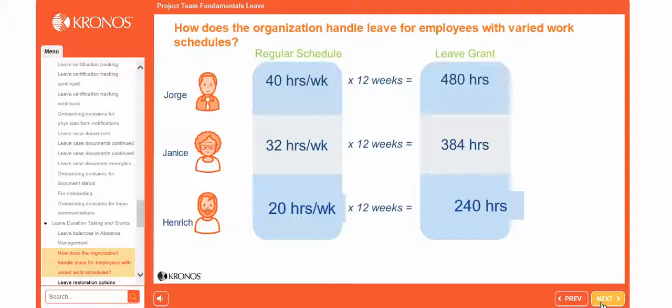Consider this scenario. We have 3 employees who work at the same organization. Jorge works a 40-hour week, Janice works a 32-hour week, and Heinrich works 20 hours a week. Based on their work weeks, Jorge is entitled to 480 hours of leave over 12 weeks, while Janice is entitled to 384 hours over the same period, and Heinrich is eligible for 240 hours. But if Heinrich were to accept a new position with a 40-hour work week, the system would automatically adjust his leave balance to reflect the number of hours he is entitled to based on that new schedule.